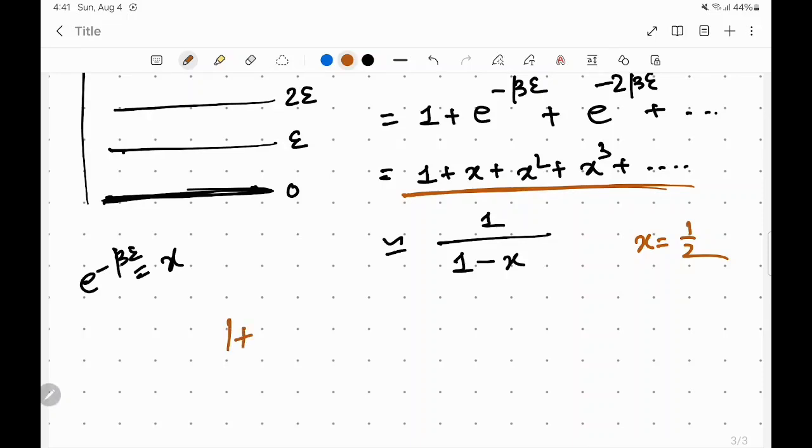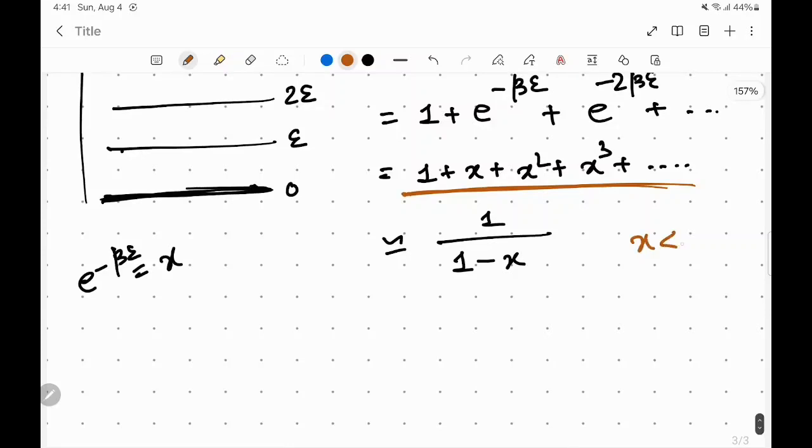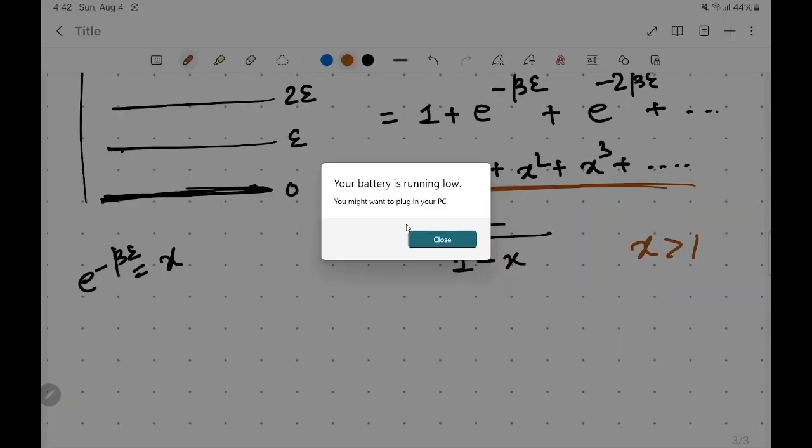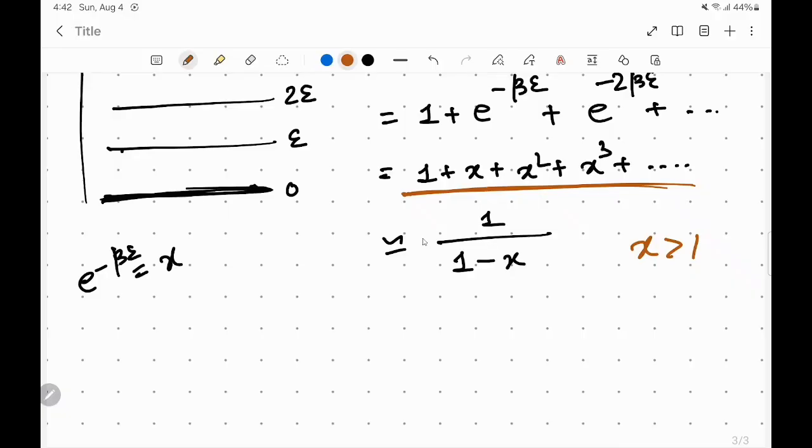If it is not converging, if x is half, then it will be half plus half square plus half cube, and it goes on. In that case, there is something called radius of convergence, but that will be very large. So this approximation will be very accurate when x is very, very less than 1. Just consider, let's say, x equals 2. If x is greater than 1, then you can't do this.